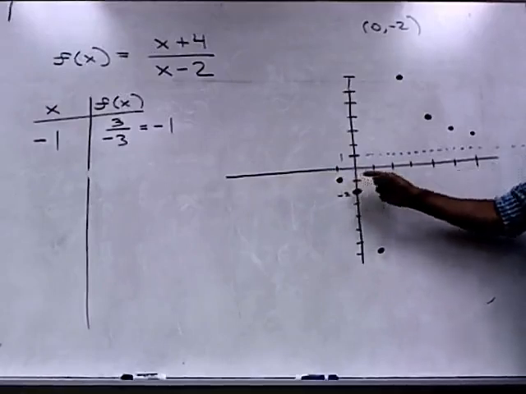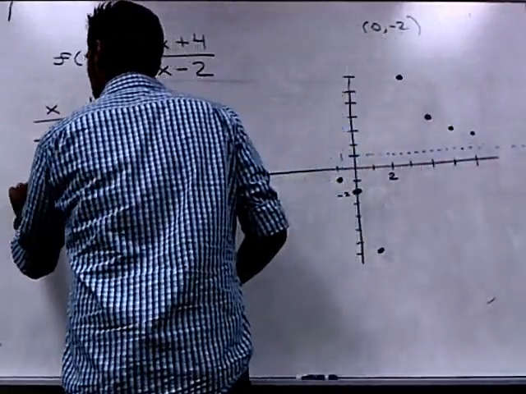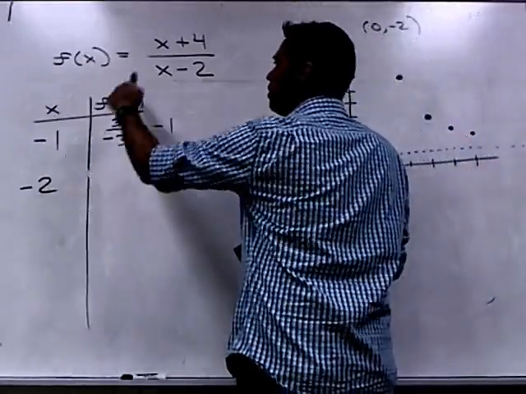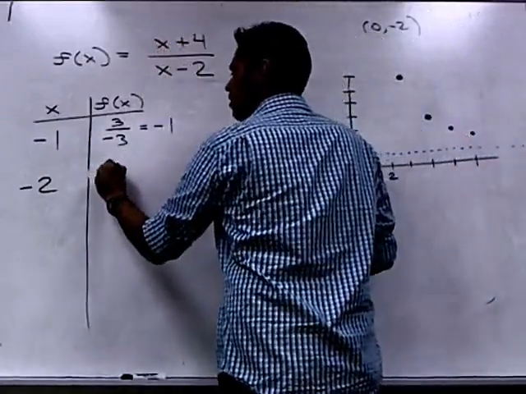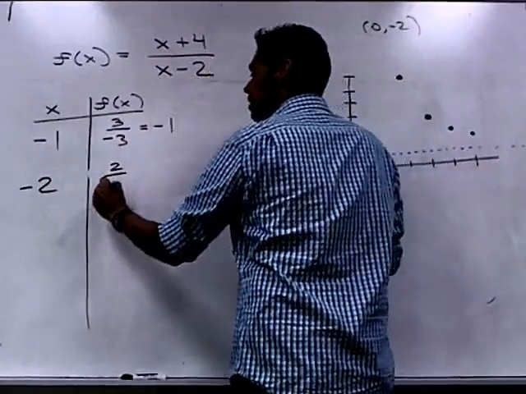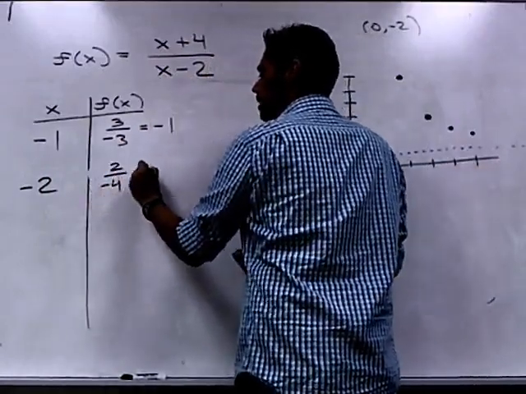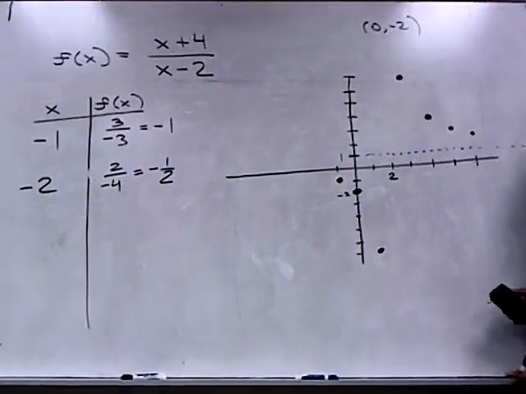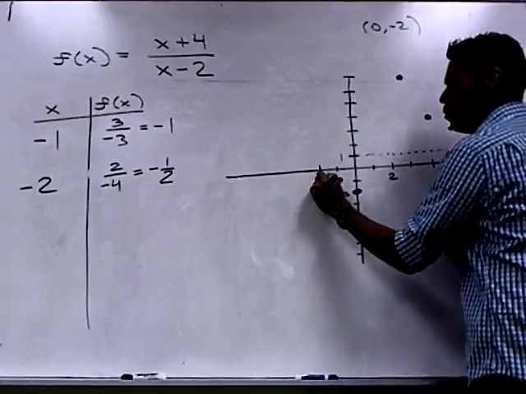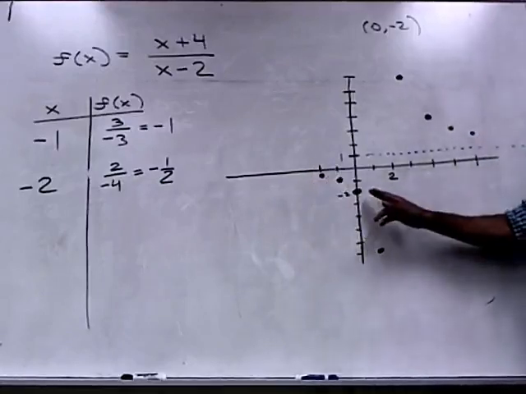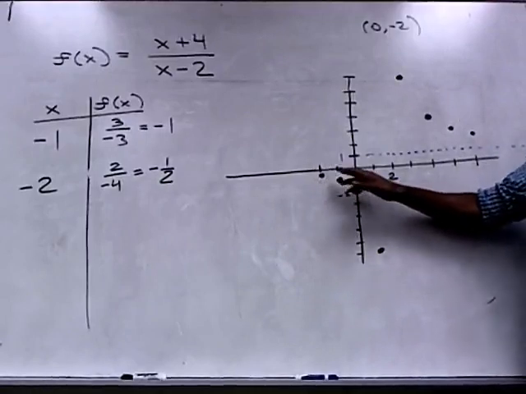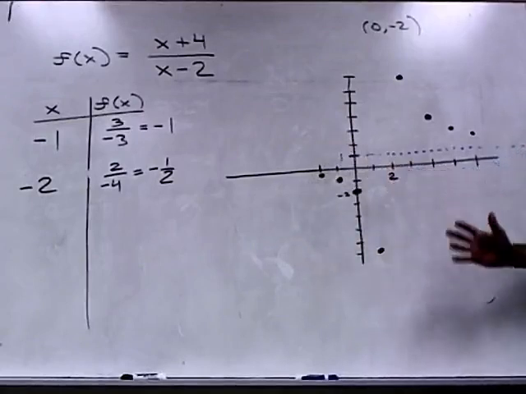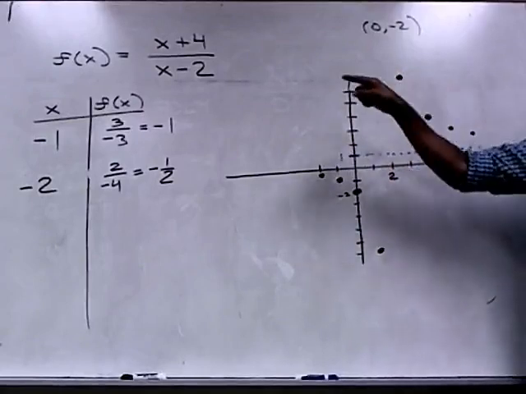Let's keep going that way. What happens at -2? The top becomes negative 2 plus 4, which is 2, over negative 2 minus 2, which is negative 4. So doesn't this become negative 1/2? So at negative 2, I'm here. So what does it appear is happening here? Coming up like this, right? So where does it look like it might head? Well, how can you tell? Just keep going, right?